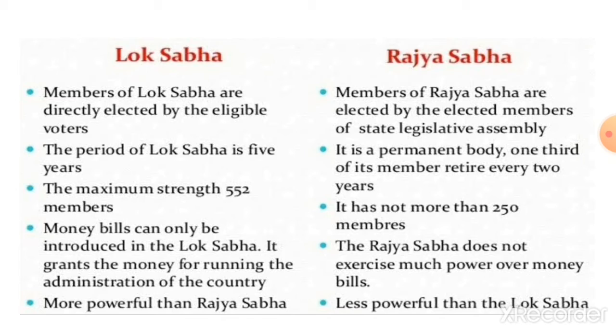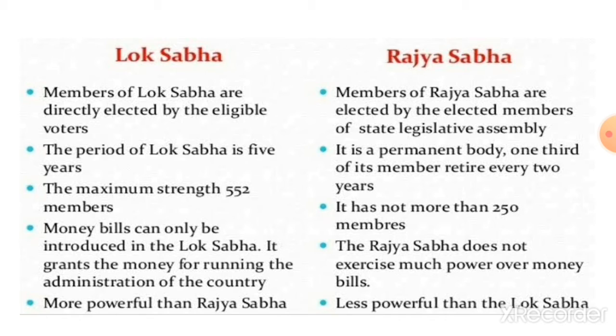Now the members of Lok Sabha are directly elected by the eligible voters, that is we people. We elect the members of Lok Sabha, am I right? And the members of Rajya Sabha are elected by the members of the State Legislative Assembly. The members of the State Legislative Assembly are called MLAs, that is members of Legislative Assembly, right? They are elected at the state level. Every state has its own election, right? Now, what do these MLAs do? They elect MPs, members of parliament from their state.